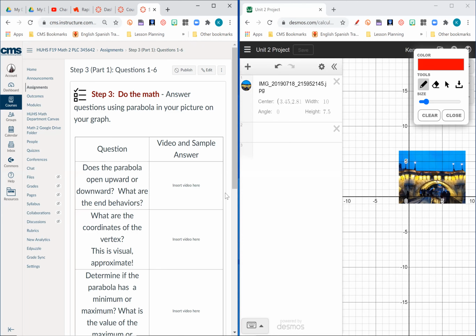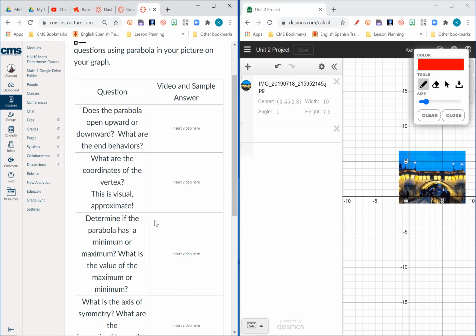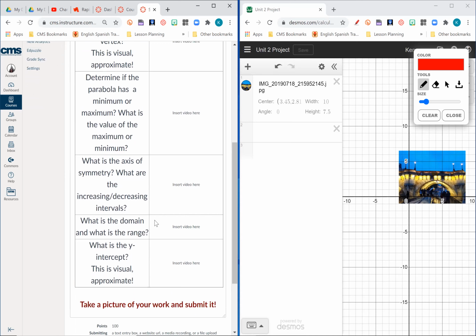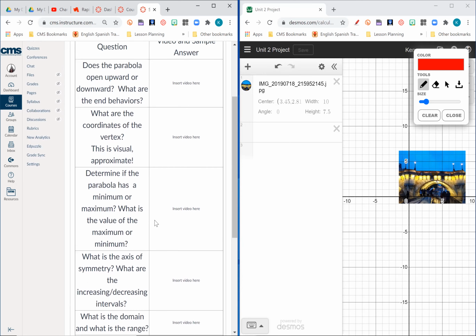Hi, everybody. So in this part of the video, we're going to go over step 3. You are doing step 3 after step 1 and 2, where you inserted your picture into Desmos. So let's talk about what we're going to do in step 3. In step 3, you answer these 6 questions. Let's go over the 6 questions before we start answering them.